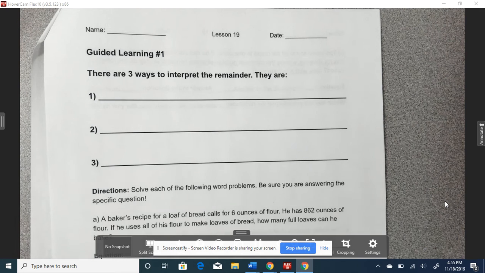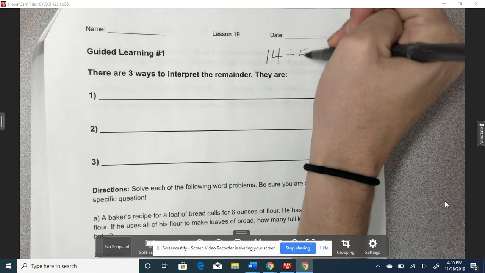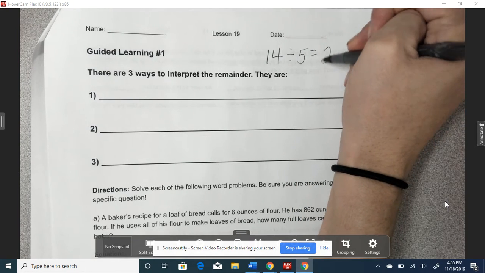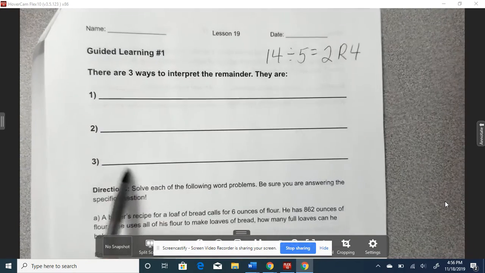Hey everyone, today we're going to be learning how to interpret the remainder when we're dividing. The first thing to remember is that there's three ways to interpret the remainder. I'm going to put a problem up here, 14 divided by 5, which we know is 2, remainder 4. I want to refer back to this each time we write one here.